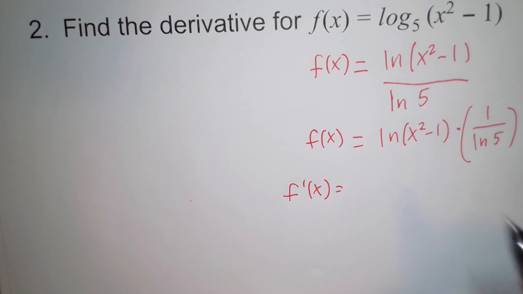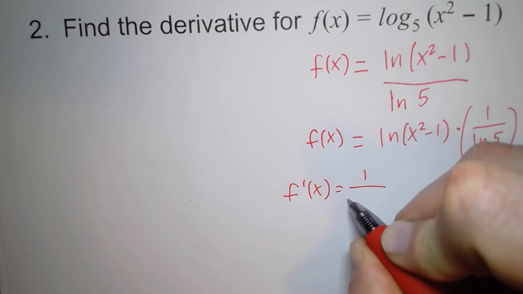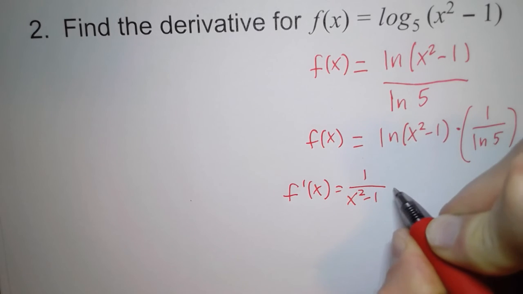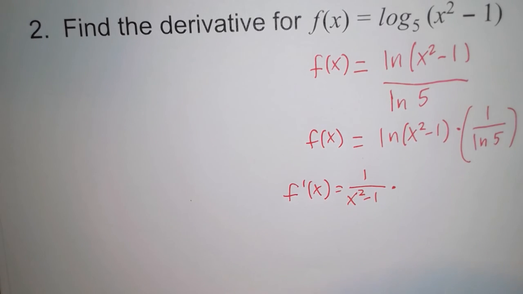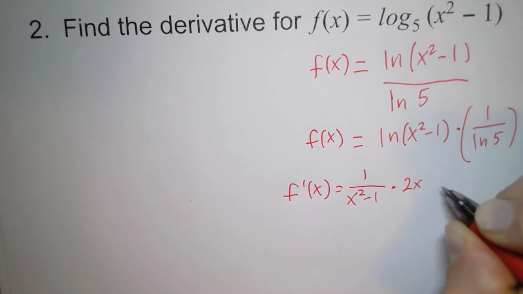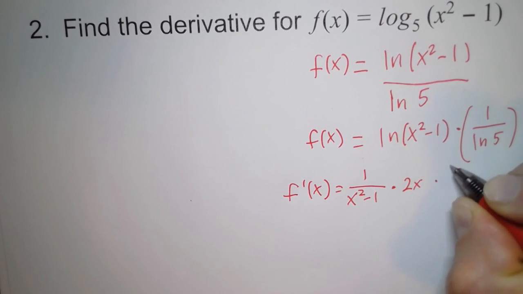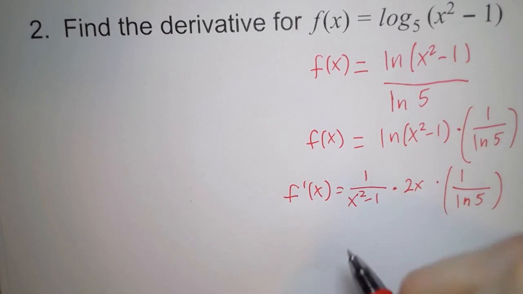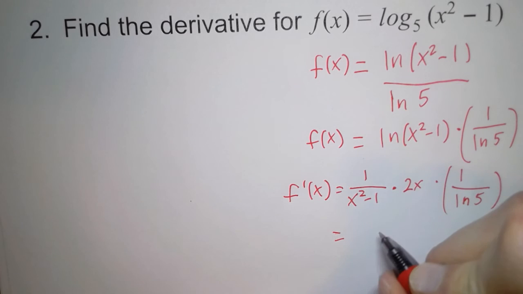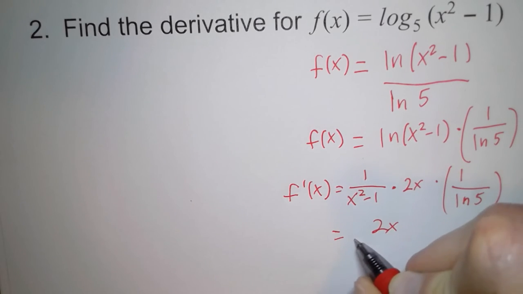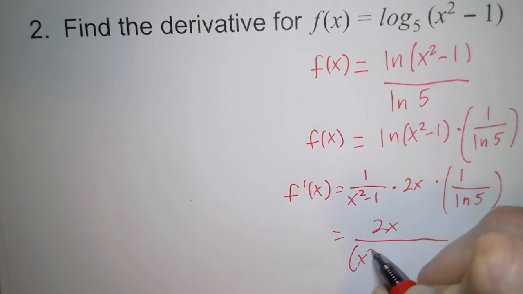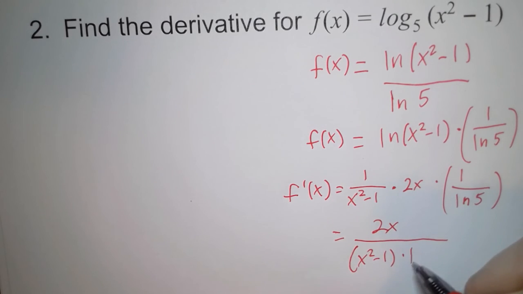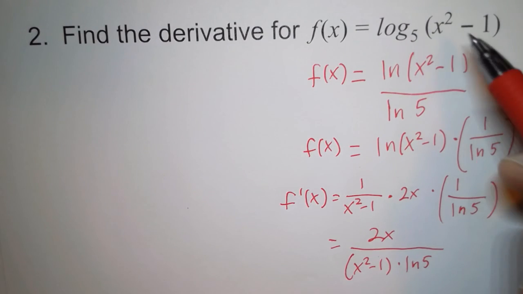is going to be the derivative of the outside. So the derivative of ln is 1 over x squared minus 1, times the derivative of the inside, 2x, times, now we still have this quantity 1 over ln of 5. So when we put all of this together, the 2x that was multiplied goes on top. Then we have x squared minus 1 times ln of 5. So there is our derivative for this.